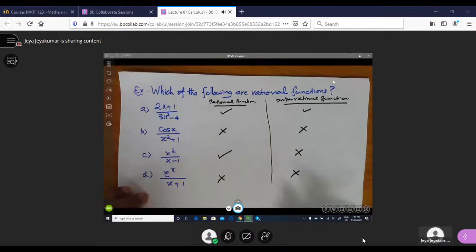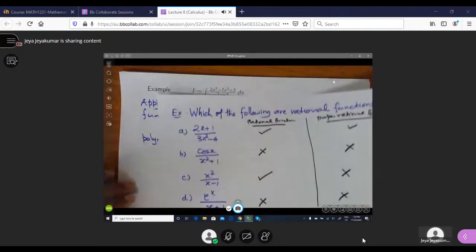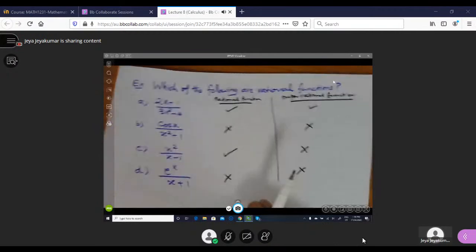Okay, so these are some examples just to figure out which ones are rational and proper rational functions and so on. So first thing we need to do: the function, for example, part C is not a proper rational function. So we need to first convert that, rewrite this in terms of a proper rational function as well. Okay, let's look at an example to see how this can be done.